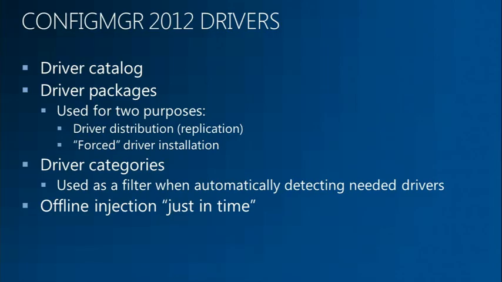With MDT 2010, you didn't have a choice. If you wanted to deploy an x64 OS, you needed to use an x64 boot image. If you wanted to deploy an x86 OS, you needed an x86 boot image. With MDT 2012, we changed that. So now you can use an x86 boot image to deploy x86 or x64 to match up with what config manager could already do. So at this point, it doesn't really matter. You can use an x86 boot image to do just about anything.